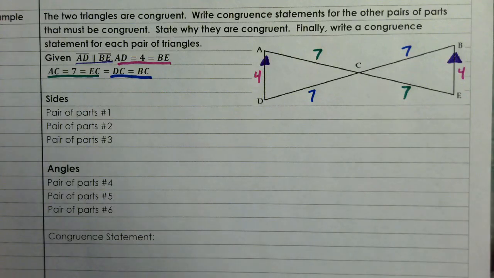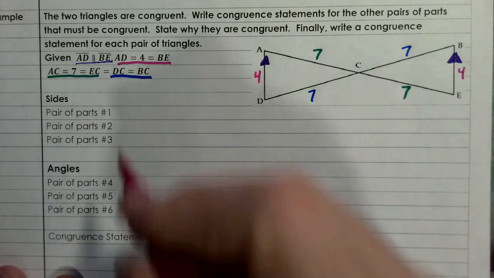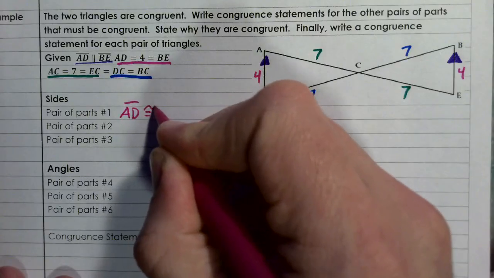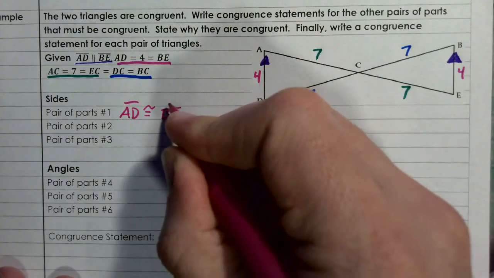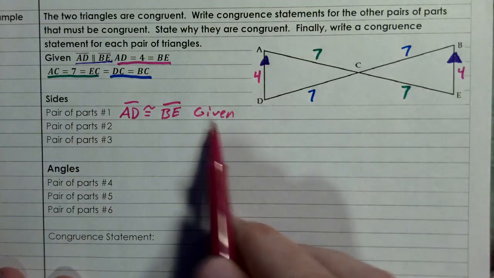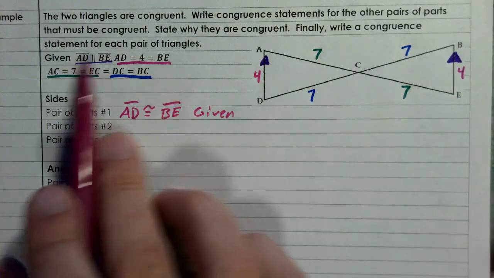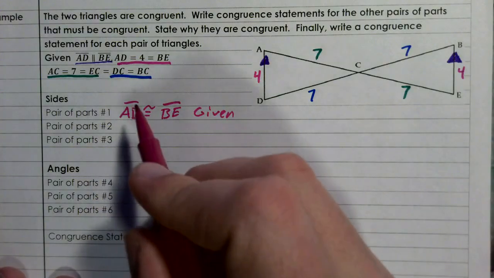Because that's what I want to do next: list out the pairs of parts and why I'm able to say that those bits are congruent. So I've got these two. These two are the same. They're both 4. So I can say that AD is congruent to BE. And this was just given to me. That was just in that given information. It even says given up there. So if you're just seeing the diagram, it's something that they wrote over here. You just write given because they just gave it to me.